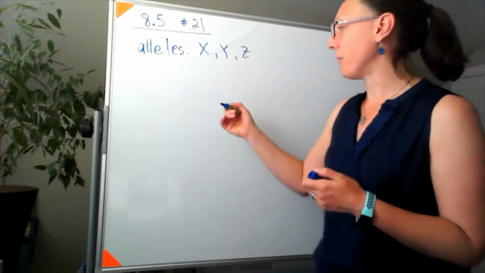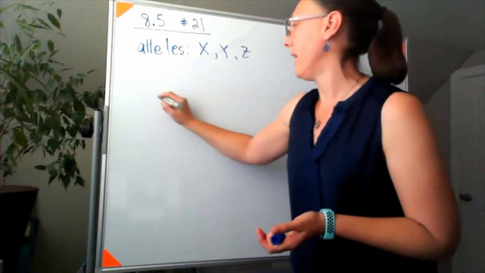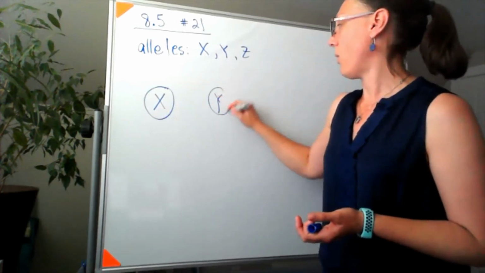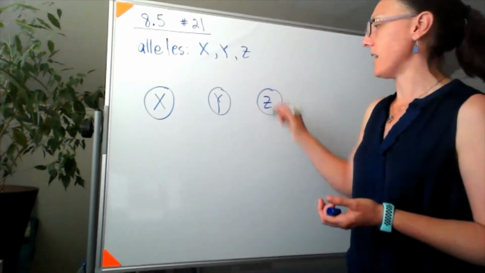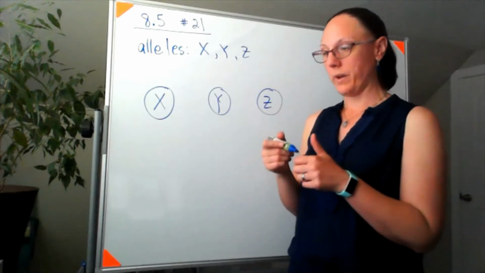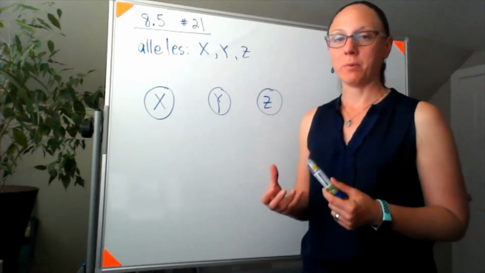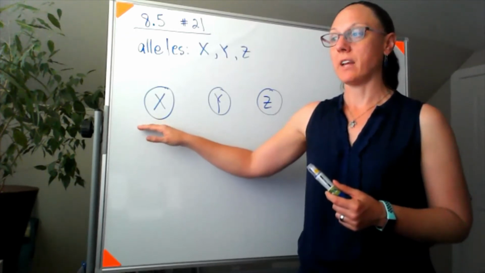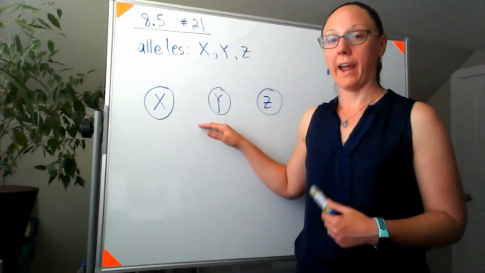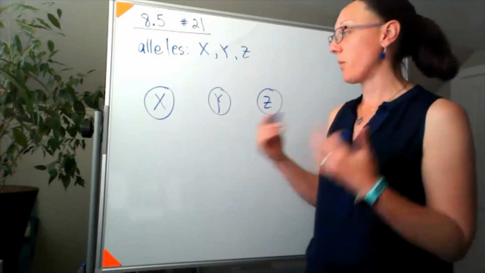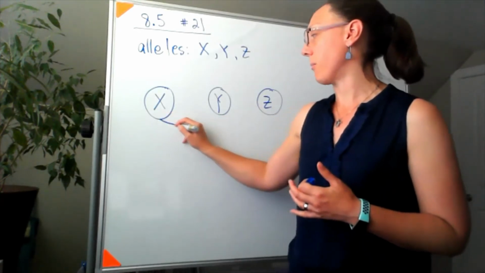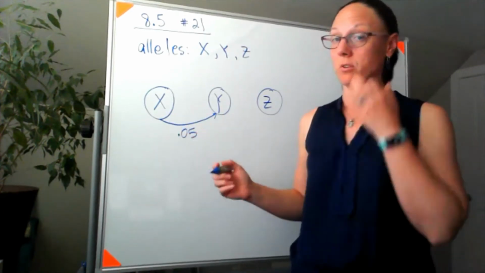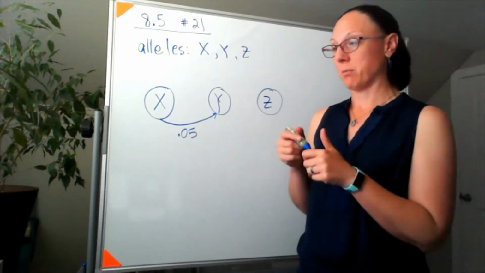So I'm going to start with a diagram here. And we've got x, y, and z. So in this problem, we are told that 5% of the individuals carrying X will mutate to carry allele Y in the next generation. So we've got 5% mutation from X to Y. And I'll go ahead and write that as a decimal. So I've got 5% mutation.